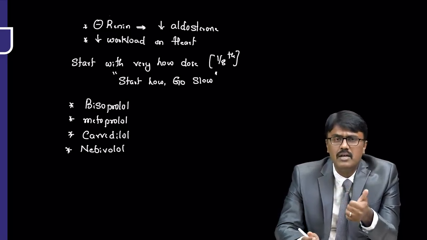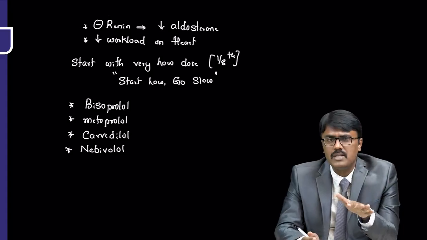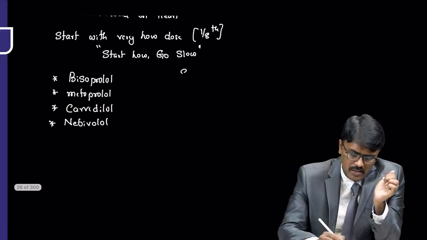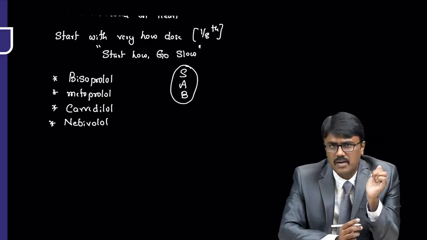But what is the benefit? The benefit is they decrease the workload on the heart, so they decrease the renin activity and thereby suppress the activity of aldosterone. So remember the drugs which decrease the mortality or disease progression, the SAB drugs.